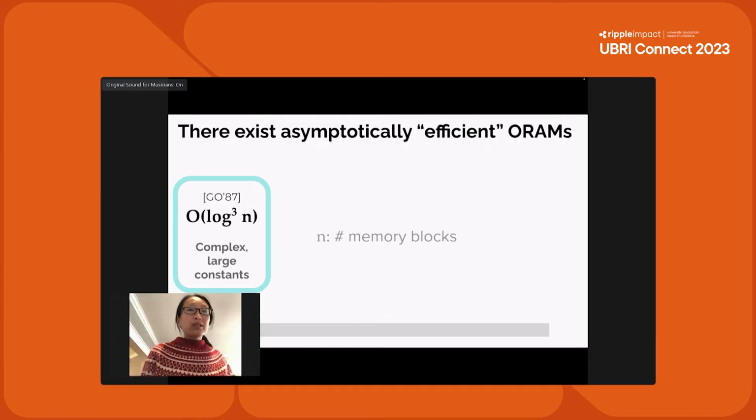And they showed a very non-trivial result. Besides this naive linear scan scheme that you can do, where linear scan takes n cost, they showed you can actually get it with only log cubed cost. So from a theoretical perspective, this is very non-trivial, right? From linear to log cubed. But their algorithm is very complex and it has very large constants. The constants are actually astronomical because they use some expander graphs. So the scheme is not practical in practice.